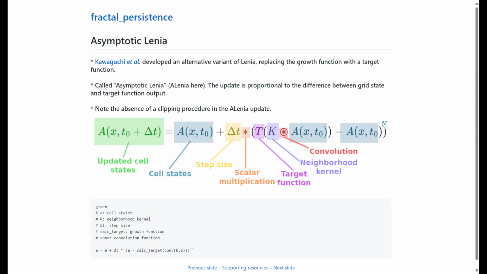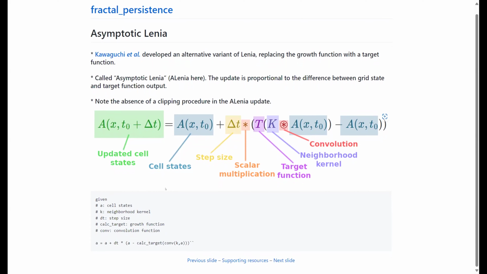But anyway, aside from that mistake in how this is presented, you'll notice that there's no truncation function for asymptotic Lenia. So unlike the original Lenia, which we saw earlier, you don't have to restrict the values between 0 and 1 because that comes for free. So here in the pseudocode, you can see the correct ordering. So A minus the target function.